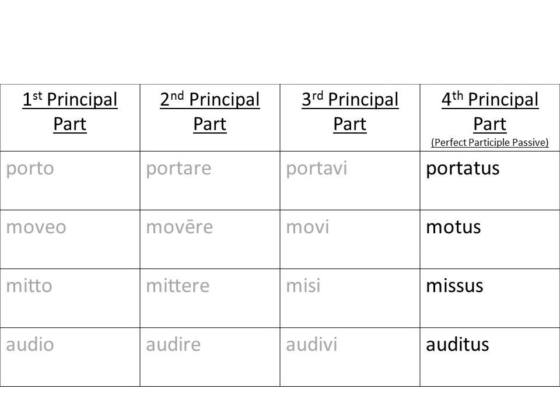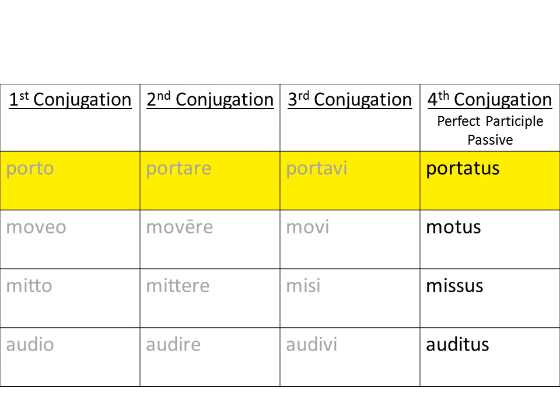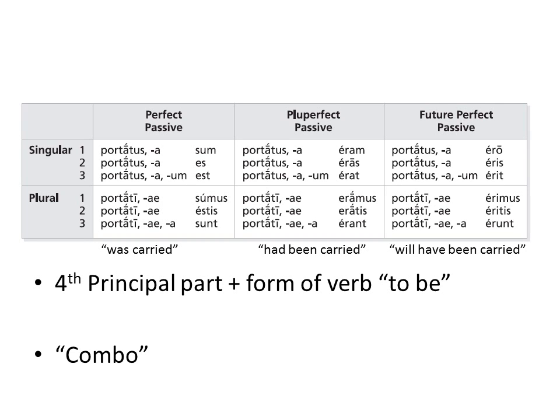Notice all four of these principal parts, portatus, motus, missus, and auditus, end in us. So hopefully that should be recognizable to you, us as in us, ending, 2-1-2 adjective endings. That's going to be very important for what we're going to do coming up. So let's see how this works. Let's start with just the first conjugation verb. And again, to make the perfect, the pluperfect, and the future perfect passive forms, we're going to start with that fourth principal part. And it looks like this.